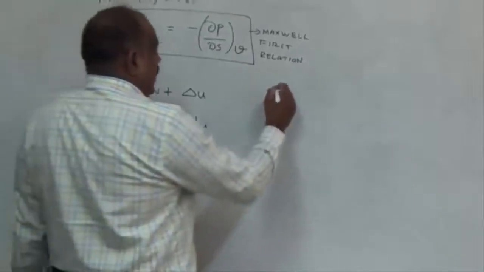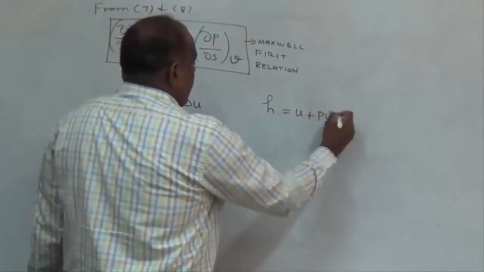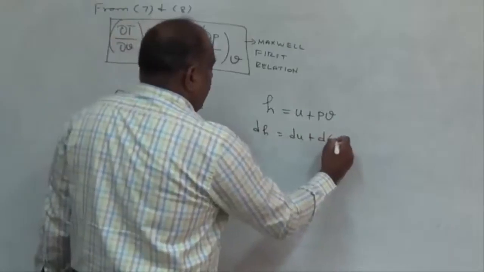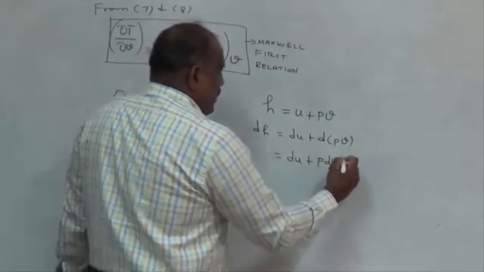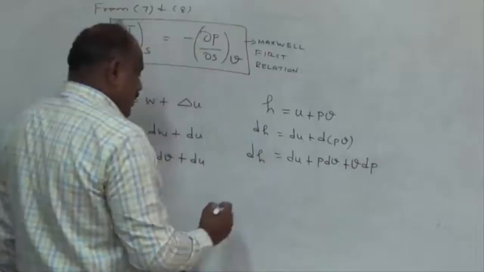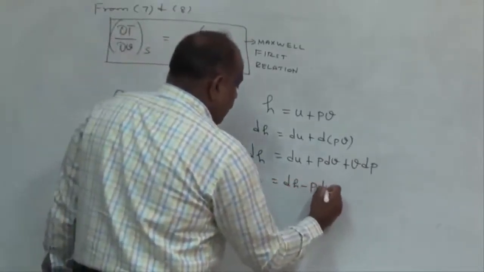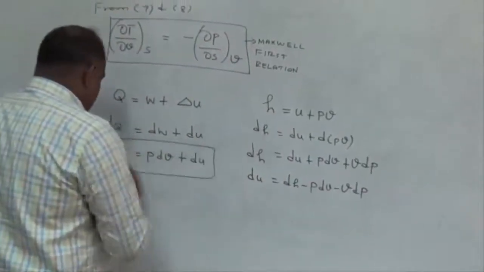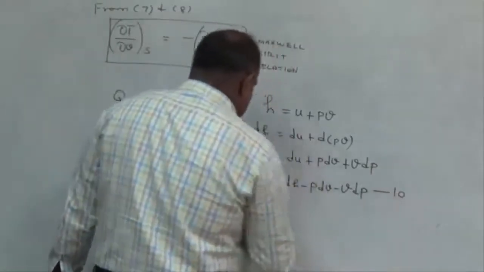Also we know that the specific enthalpy H is given by U plus PV. So dH will be equal to dU plus d of PV, which will be dU plus PdV plus VdP. This is dH. From this, what is dU? From this the dU will be equal to dH minus PdV minus VdP. So let us have some equation numbers. Say it is 9. This is 10. Substitute 10 in 9.